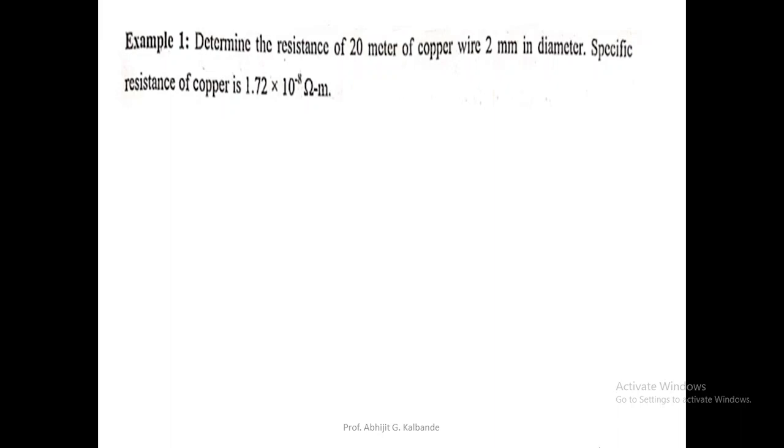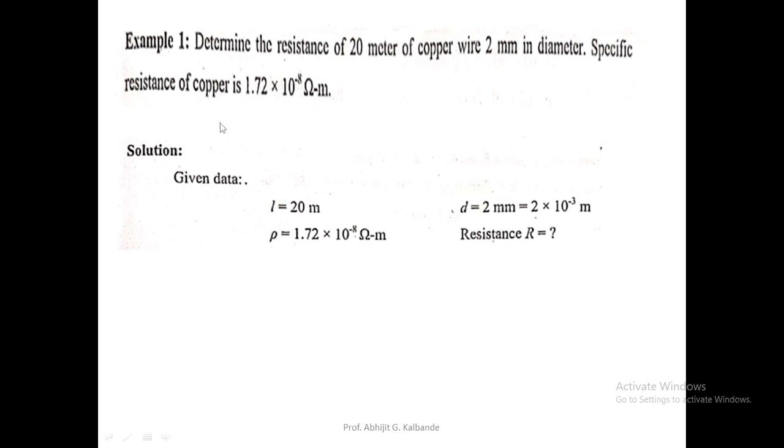Okay. So here, as per the numerical, we determine the resistance of a 20-meter copper wire with 2 mm diameter and a given specific resistance. The given terms are, first, the length: the length of the copper wire is 20 meters. Along with that, the diameter is given, but the diameter is given in millimeters, so it is converted into 10 to the power minus 3 as per the scale of length.